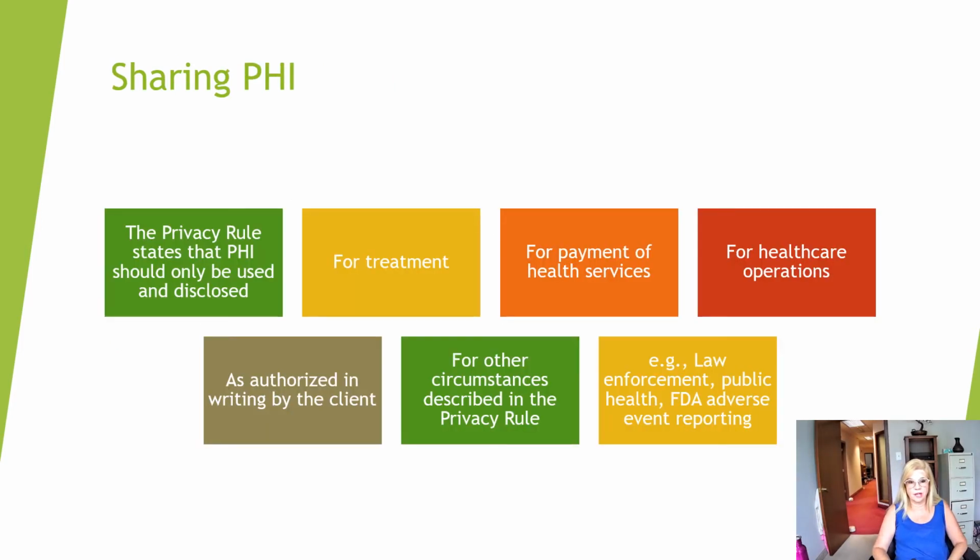Sharing PHI. The HIPAA privacy rule states that PHI should only be used and disclosed for specific reasons. Some of these reasons are for treatment, for payment of health services, for healthcare operations, as authorized in writing by the client, and for other circumstances described in the privacy rule. For example, law enforcement, public health, FDA adverse event reporting.